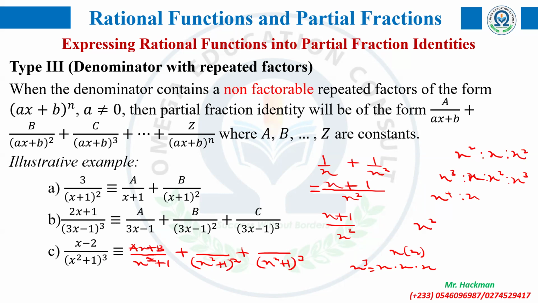This one too, repeated factor, so quadratic. Numerator should be linear, which will give you, you've used a and b, so it will be cx plus d. Then this one will be ex plus f. Is my point well made, or should I come again?